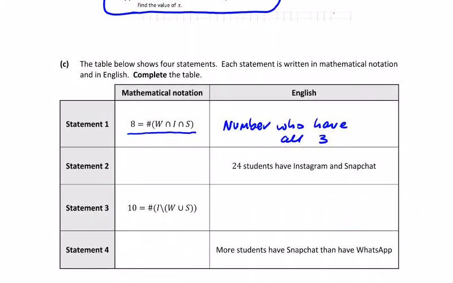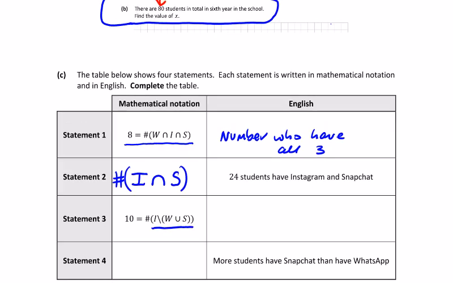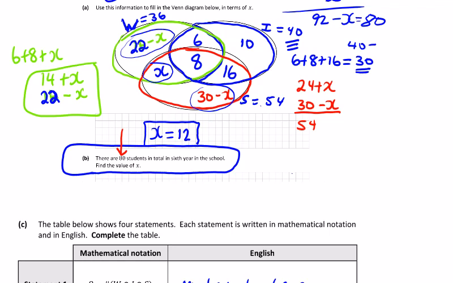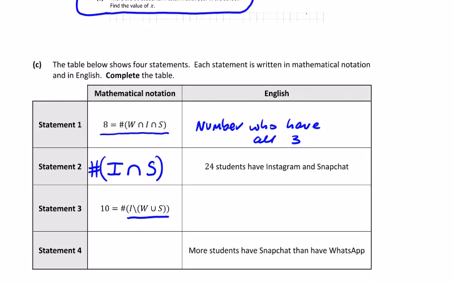24 students have Instagram and Snapchat. So I intersection S is 24. So the number in I intersection S is equal to 24. 10 is the number in I less W union S. So let's look where the 10 is. I less the other two. So Instagram only.